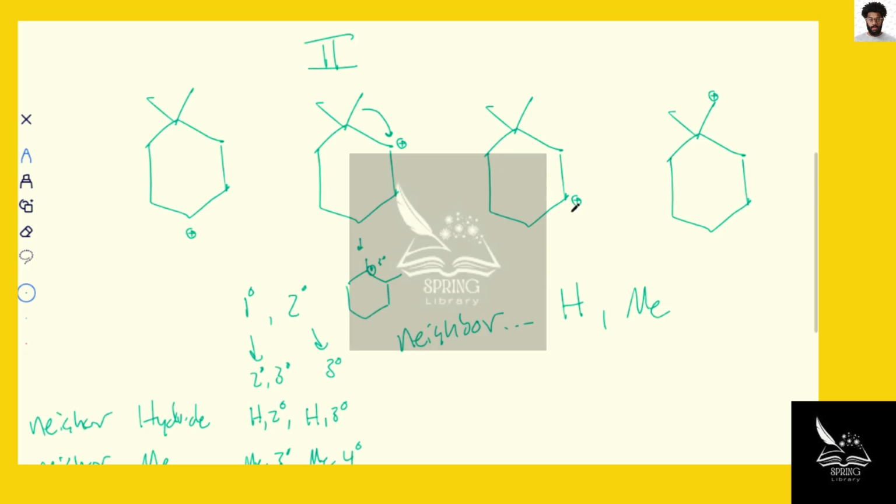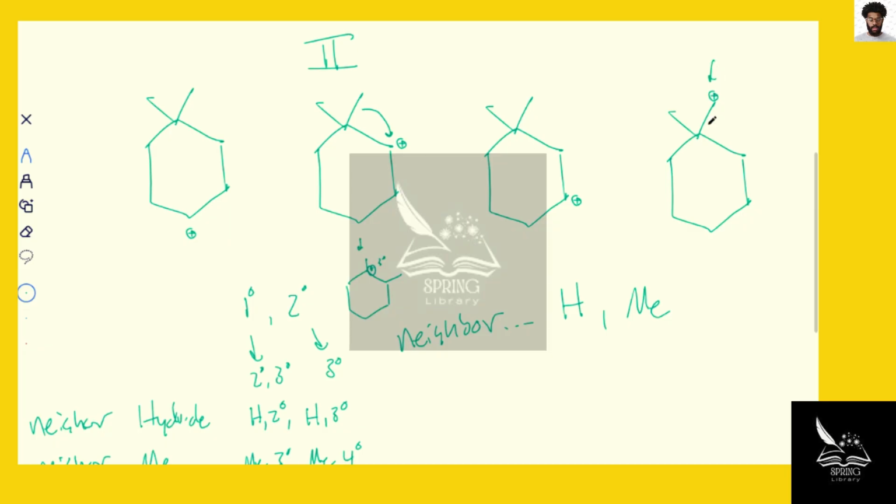Okay, so it's probably number 2. Let's look at number 3. Here, once again, our neighbors are secondary. Like, we have a secondary carbocation and our neighbors are secondary. We need hydrogen on a tertiary or methyl on a quaternary, and we don't have either of those.